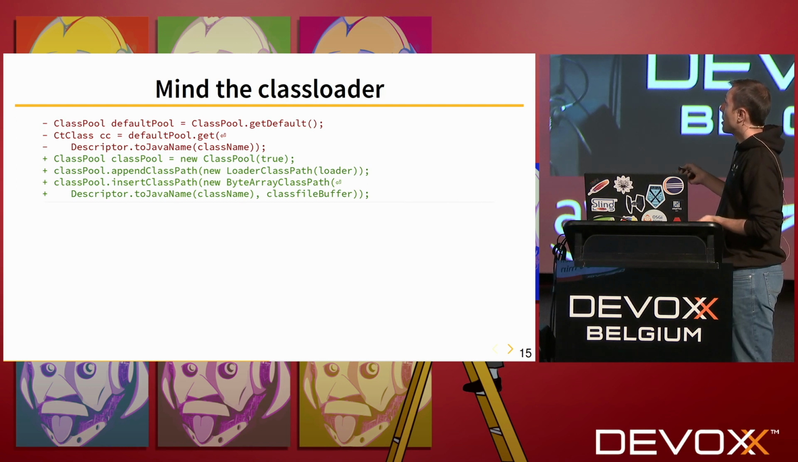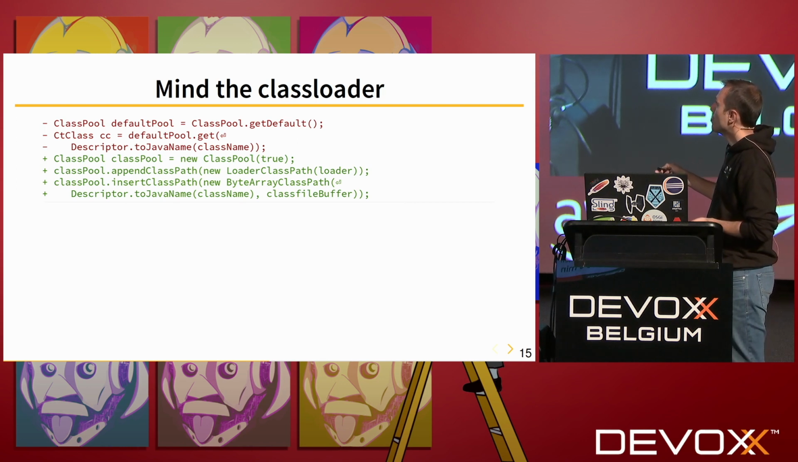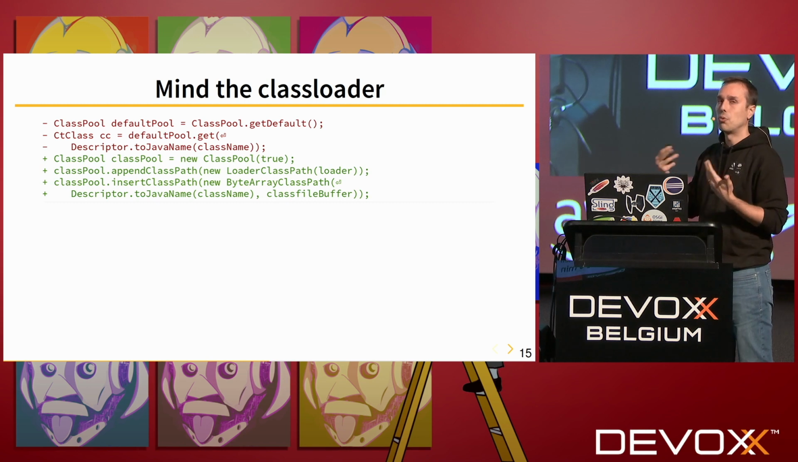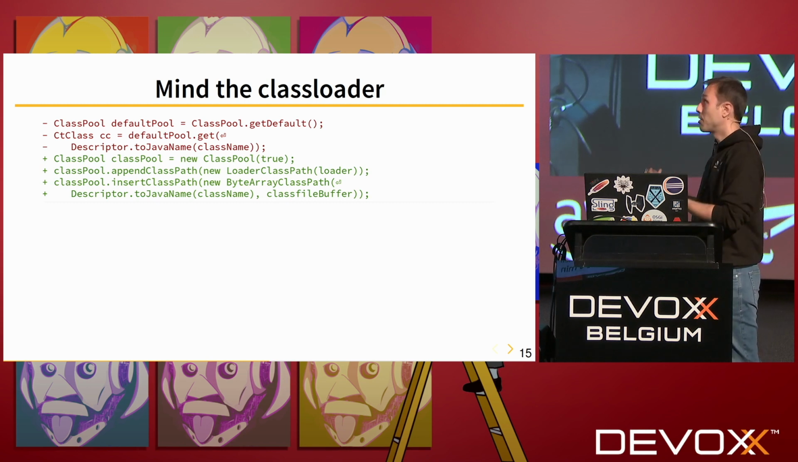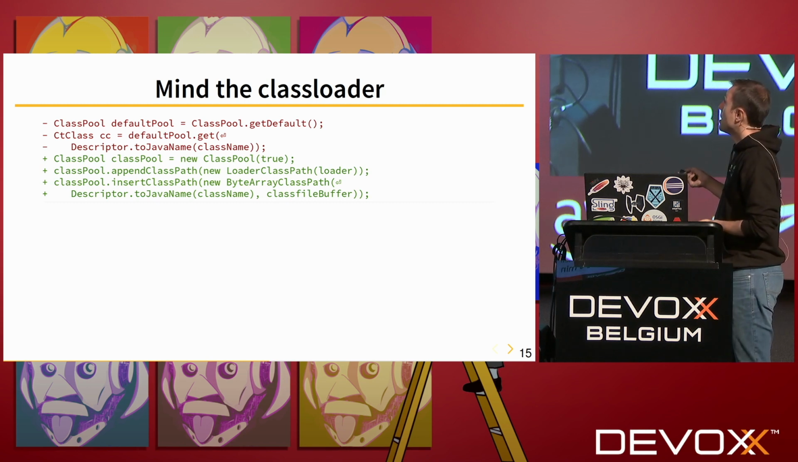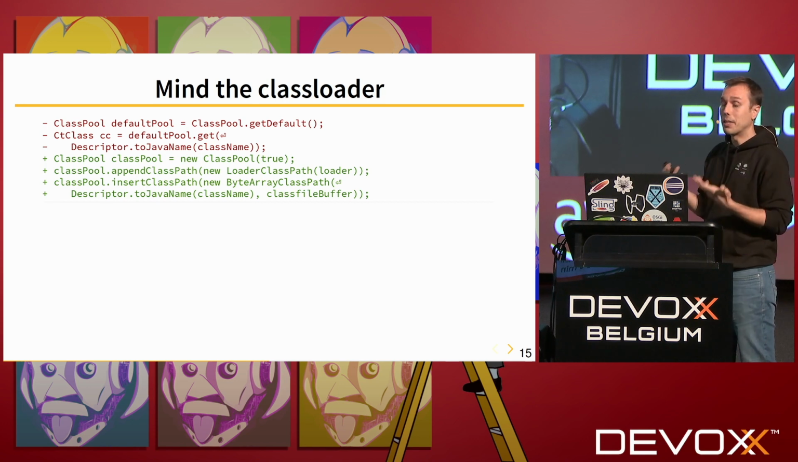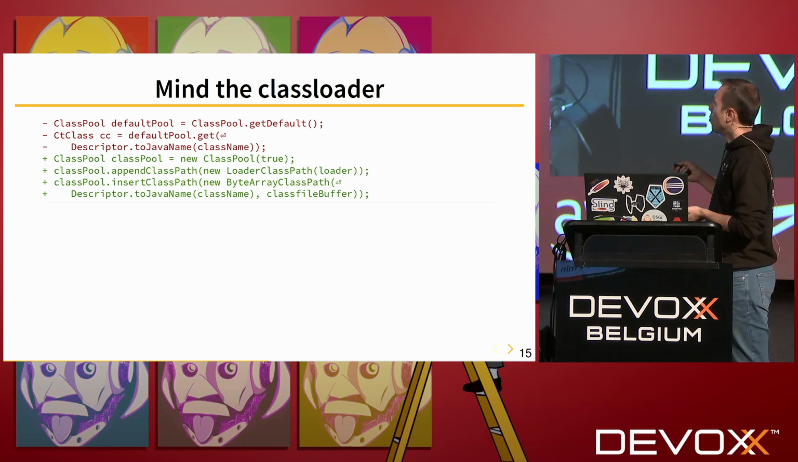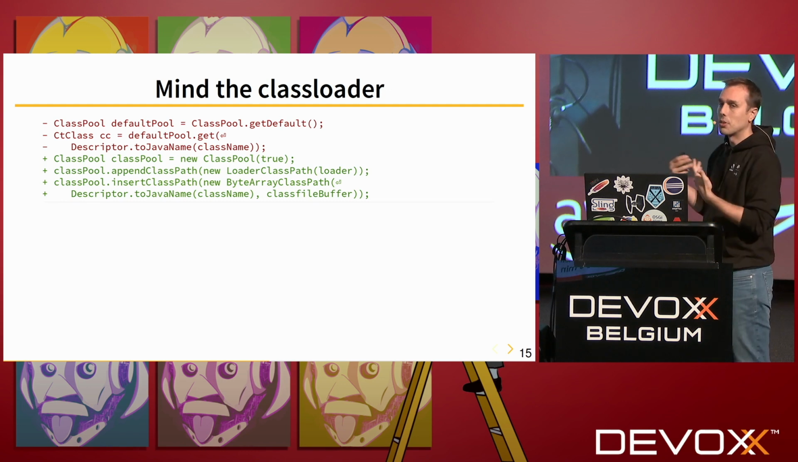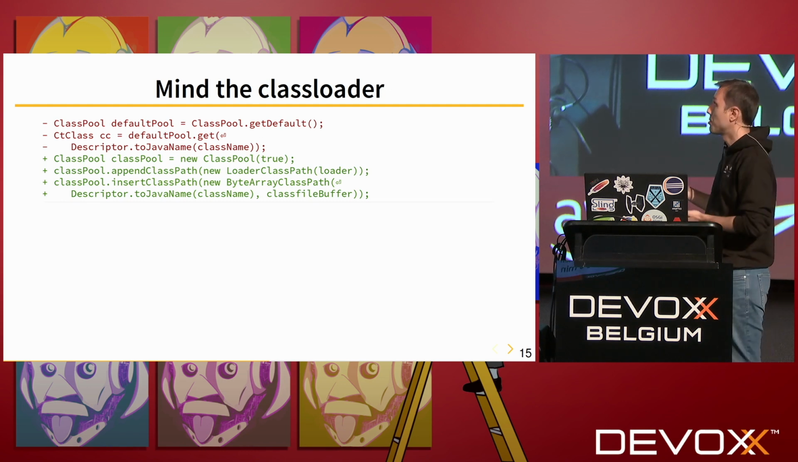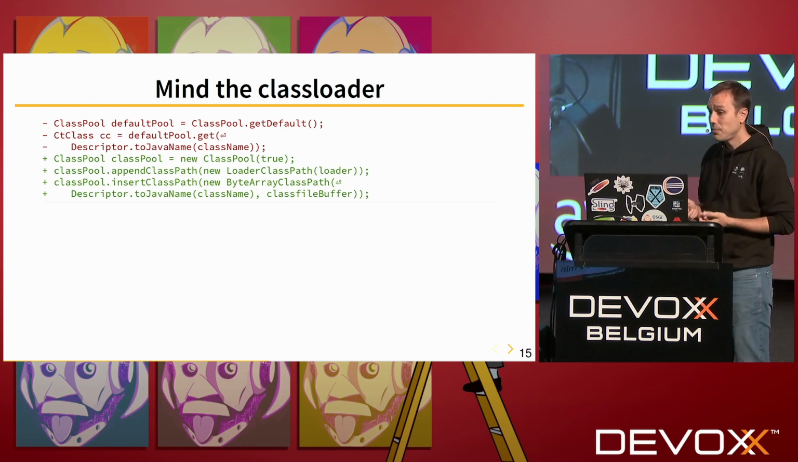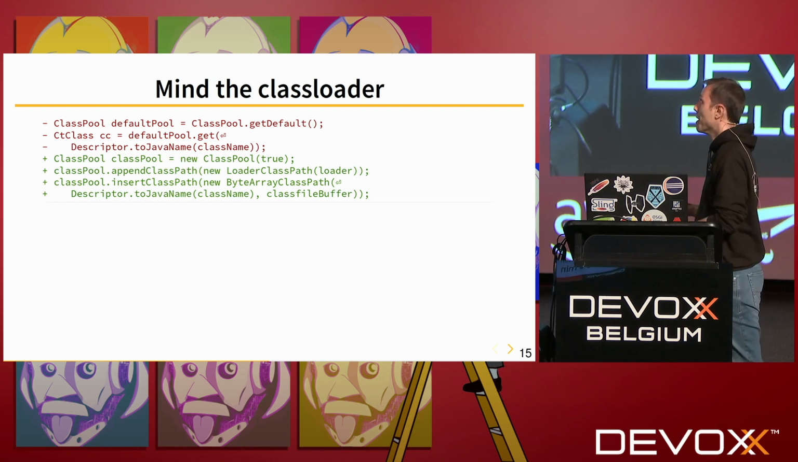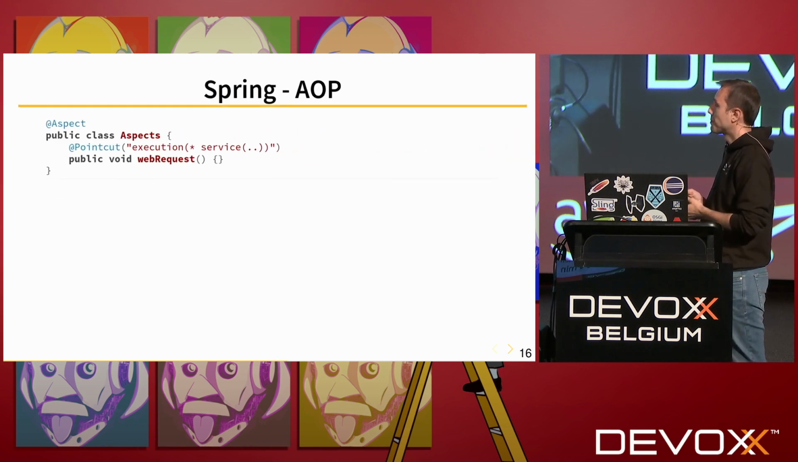And then we use the class loader and construct a new loader class path so we can get access to all the class definitions that the current class loader has access to. And then finally, so we can rewrite the current class, we insert the class file buffer, which is like the current class definition before being transformed by us, into the class path. And this is a safer way of creating class pool and accessing classes.